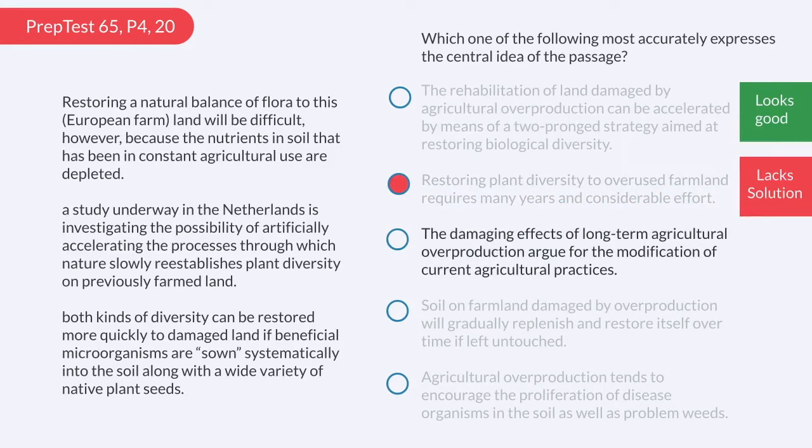C is saying that the problems we're facing from overusing farmland are so significant that we need to modify farming. And that's not quite right. We are just trying to figure out what's the best way to fix these thousands of acres that we've taken out of production. So modifying current agricultural practices is out of scope. We never talked about changing how we farm. We're just talking about how do we bring this dead land back to life.